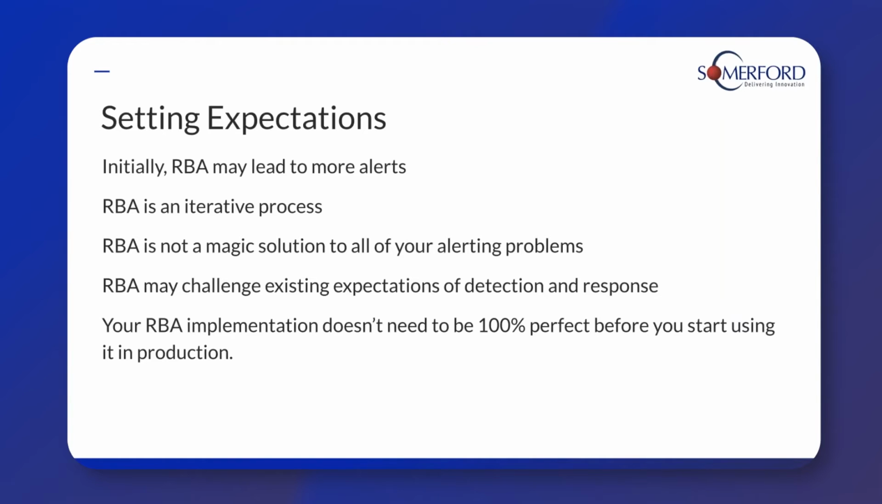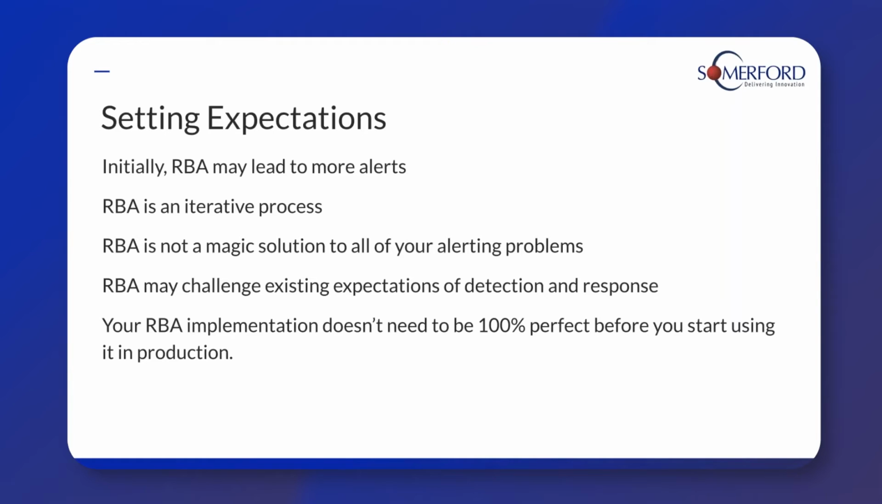It may challenge existing expectations of detection and response. It's no longer, I've detected something, here's a response playbook. Sometimes the response has to be a little bit longer because there are more things involved in it, right? So the standard expectation of reducing the amount of time to respond to an alert might actually increase, right? So there are things that do change, but it's just understanding it.